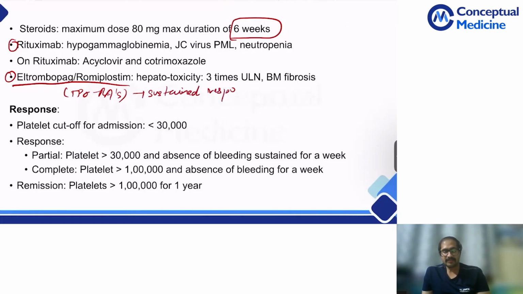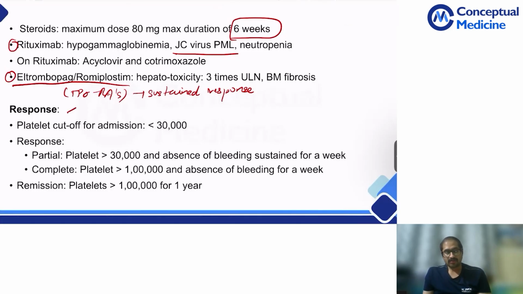compared to patients on rituximab. Hence, the standard second-line therapy for chronic ITP is thrombopoietin receptor agonist, which is eltrombopag and romiplostim, and not rituximab. So what are the problems with rituximab? Rituximab causes severe hypogammaglobulinemia because it's a B cell depleting agent, and it causes progressive multifocal leukoencephalopathy caused by JC virus. So remember, these two are life-threatening complications of rituximab.